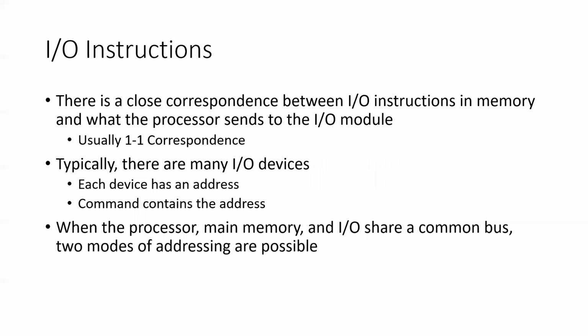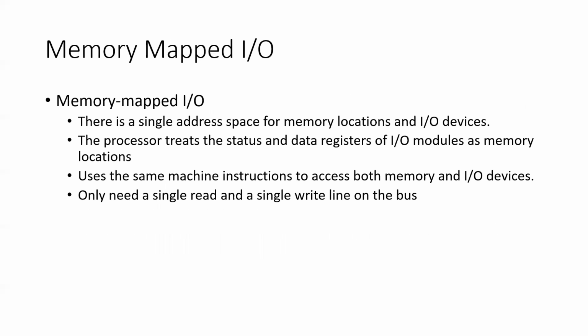There's a close correspondence between the I/O instructions in memory and what the processor sends to the I/O module, usually a one-to-one correspondence. And typically there are a lot of I/O devices. Each device has its own address, and the command that we send it will contain that address so we know what we're sending. When the processor, main memory, and I/O share a common bus, there are two ways of dealing with the addressing. One of them is memory mapped I/O, where there's a single address space for memory locations and I/O devices. They're all one big happy family.